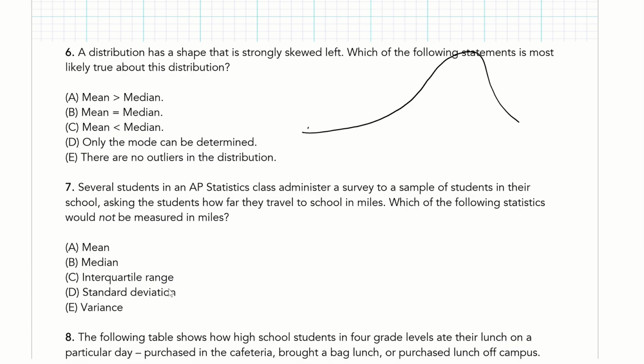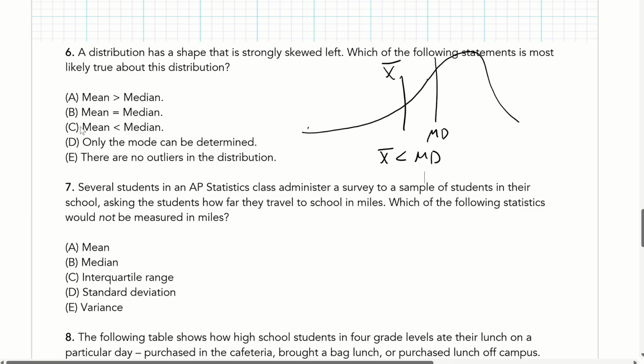So if it's skewed left, and this is the median, then the mean has to be in the longer tail. So the mean has to be less than the median. Okay, so the answer is C.